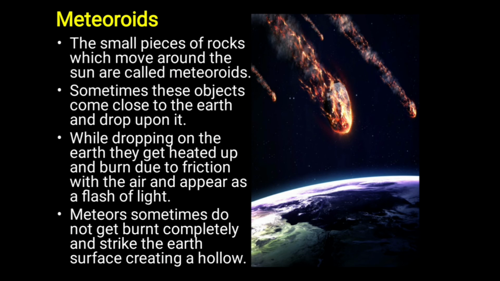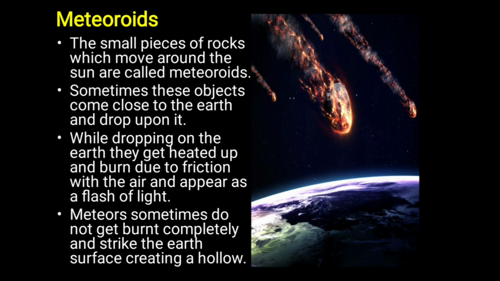So as the earth has gravitational pull, it sometimes attracts some meteoroids which are passing by the earth. While dropping on the earth, they get heated up and burn due to friction with the air and appear as a flash of light. And when the meteoroids get attracted toward the earth and they rush toward the earth, they get burnt up due to friction in the air, and it seems like a flash of light is rushing toward the earth.